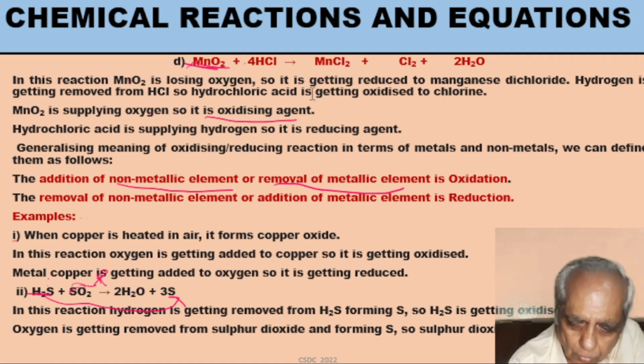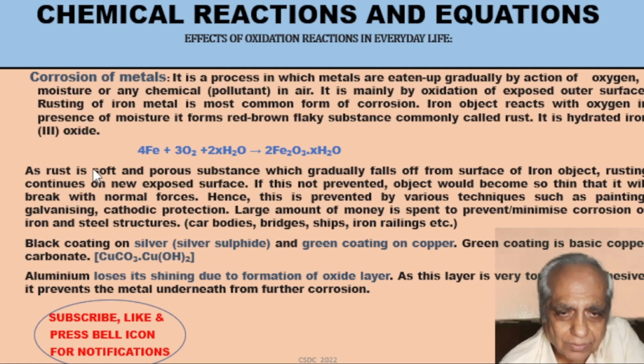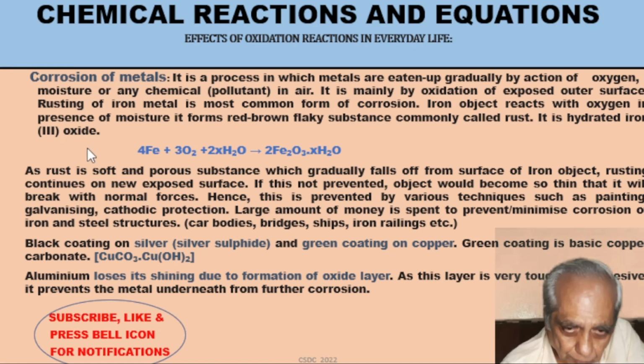Now we go to its practical applications. We have two major practical applications: one is corrosion of metals and the other is rancidity of food. First, let us understand corrosion of metals. As the word suggests, corrosion of metals means the metal is getting, you can say, destroyed.